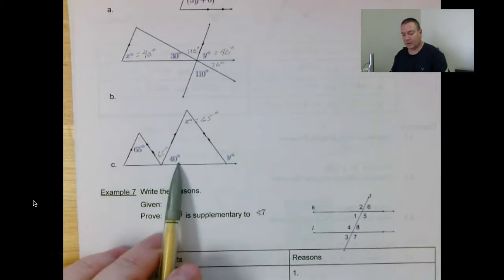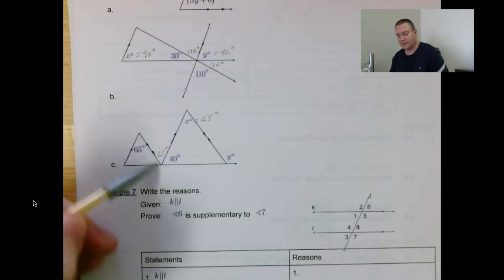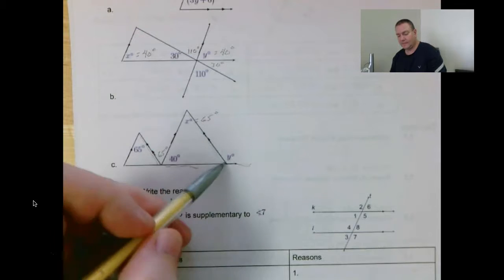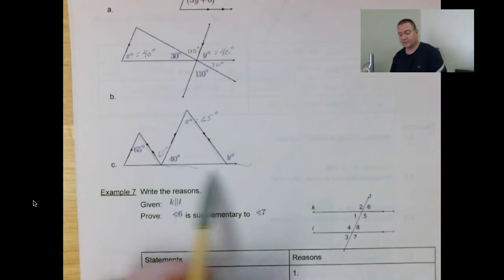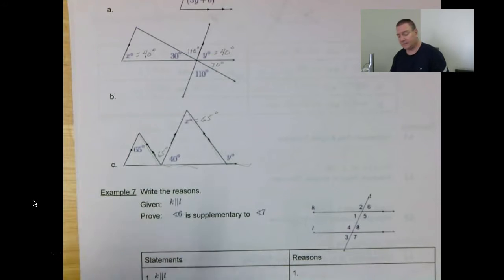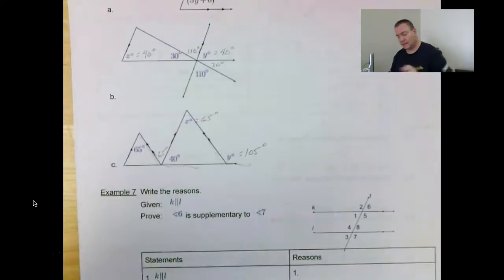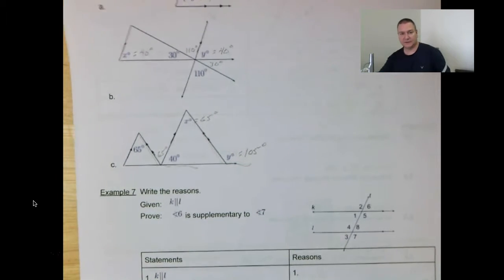Y corresponds to the 40 and the 65, so here and here correspond to each other. The transversal is right here. They're both in the upper right hand quadrant. So 65 plus 40 is 105, so Y is 105 degrees. So that is example 6, part C.